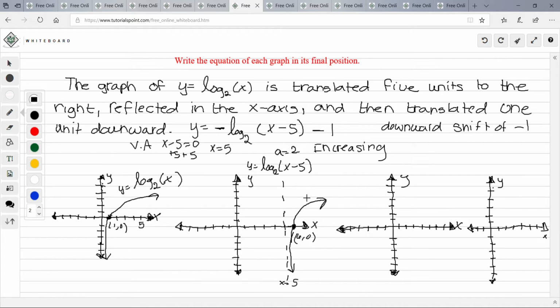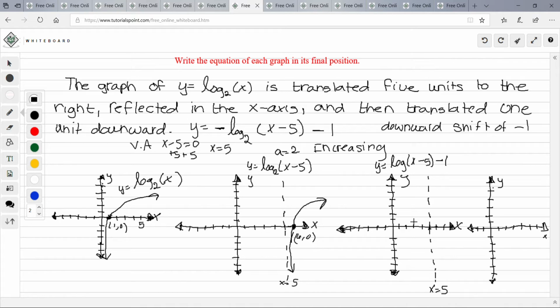Now, let's graph log base 2 of x minus 5, minus 1. So now this is a little bit different, but okay, we still have the vertical asymptote of 5. So here's 1, 2, 3, 4, 5. Here's our vertical asymptote. Still the same, x equals 5, this is our vertical asymptote.